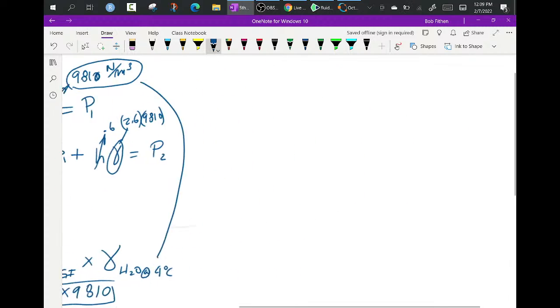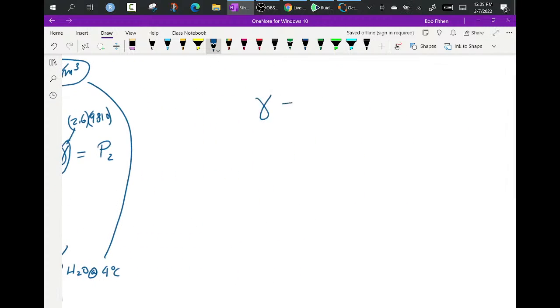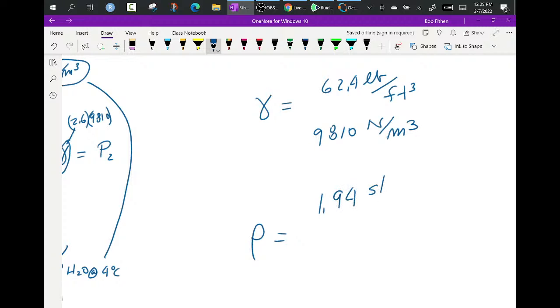Now, let me address this for a second. Gamma is either 62.4 pounds per cubic foot, in the units we have in this book, or if you want to get into the other, now rho is 1.94 slugs per cubic foot. So you multiply this times 32.2 and you'll get that number.